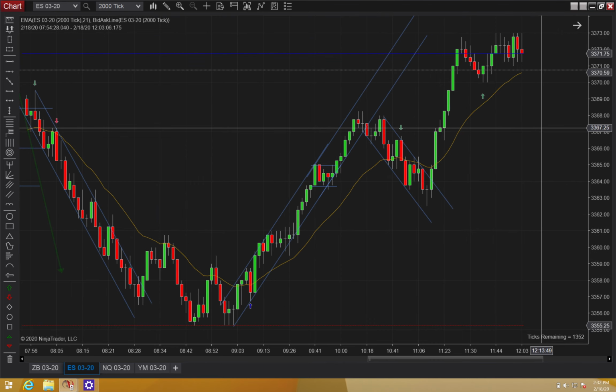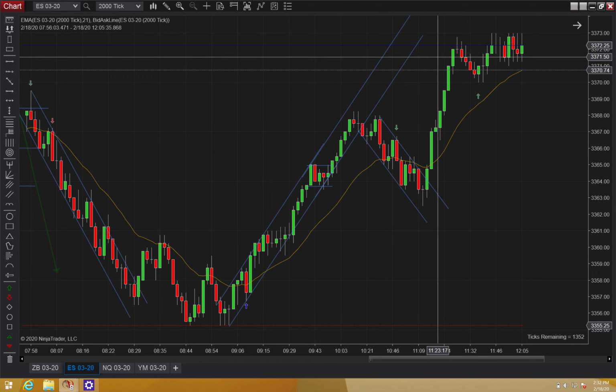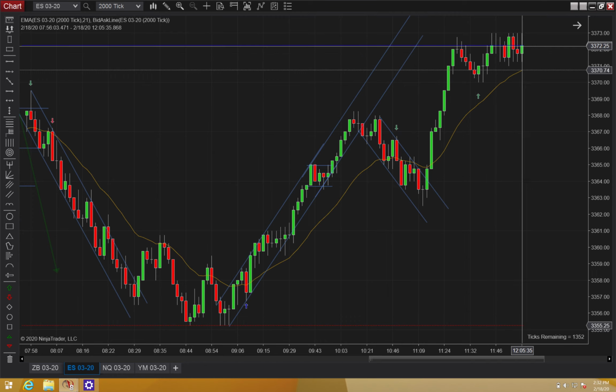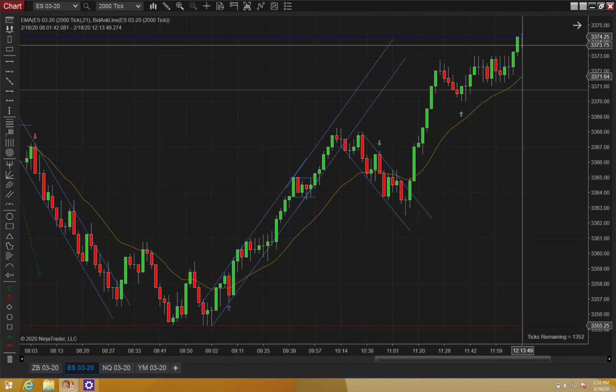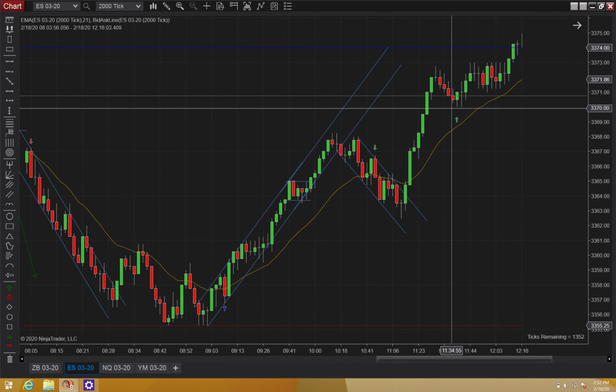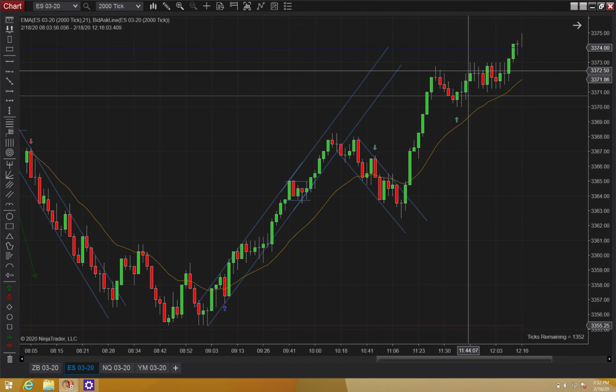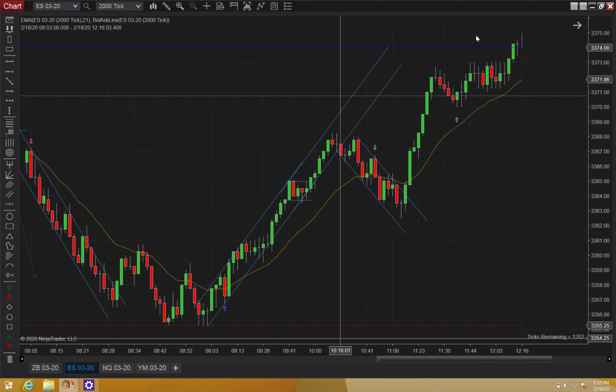And just kind of, you can see how sideways it is. You'd have to just wait through all of that. And it's already 12:05 by the time we get any kind of breakout. So you would have got that trade, but you just have to wait through all this stuff. But that's pretty much it. That's what I saw today.